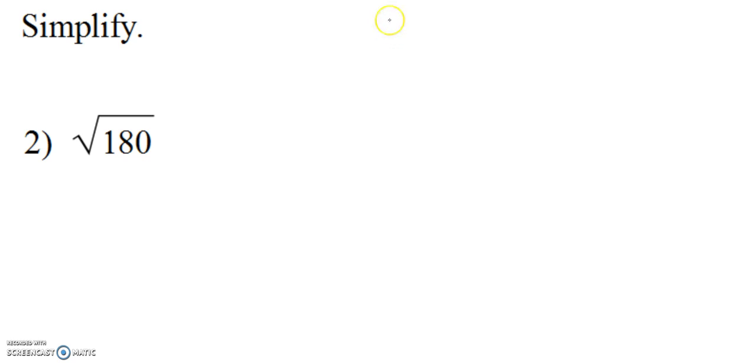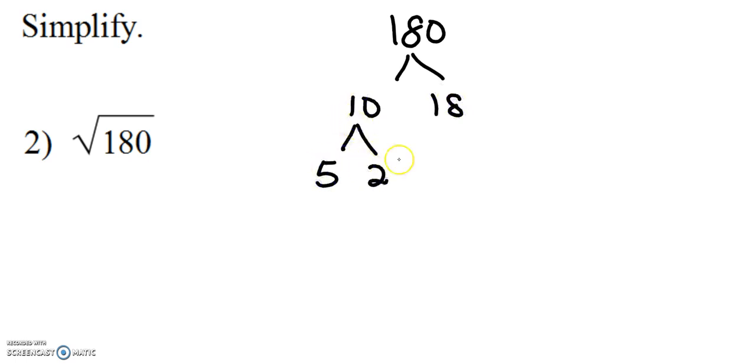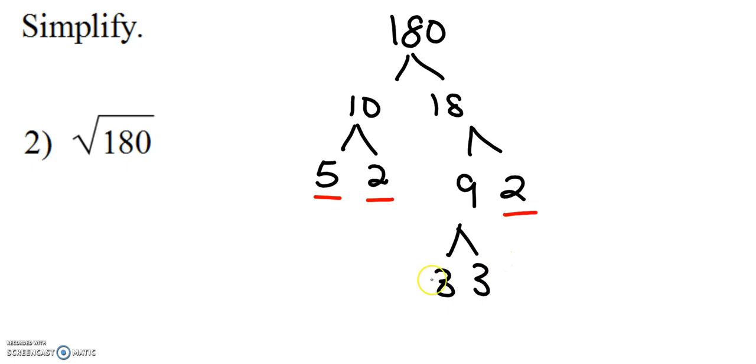Okay, how about something a little bit more intense? How about 180? Let's start with 10 and 18. Those are factors of 180. And 10 has 5 and 2. Those are both prime, so I'm going to leave those. 18 has 9 and 2. 2 is prime, so I'm just going to underline that. And 9 gets you 3 and 3, and those are both primes.